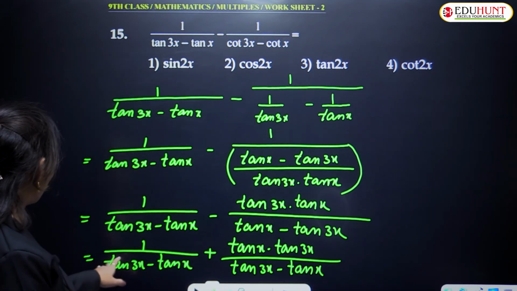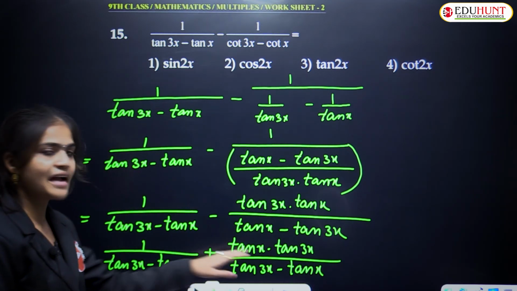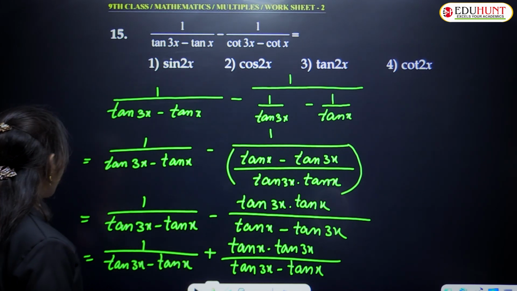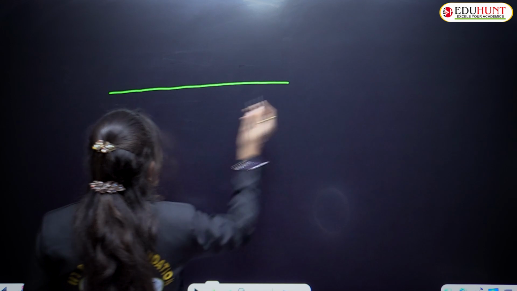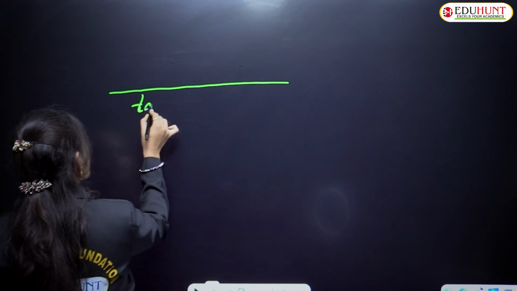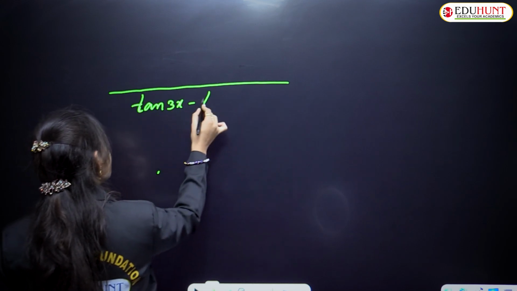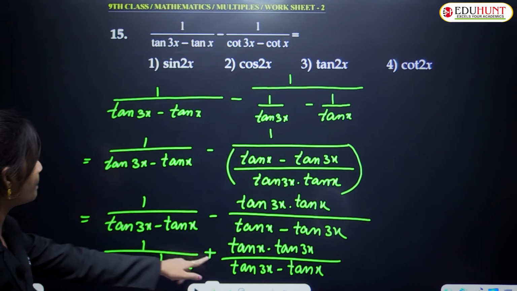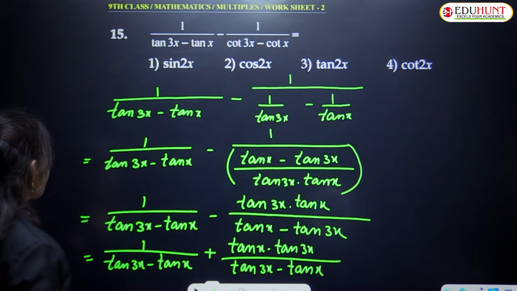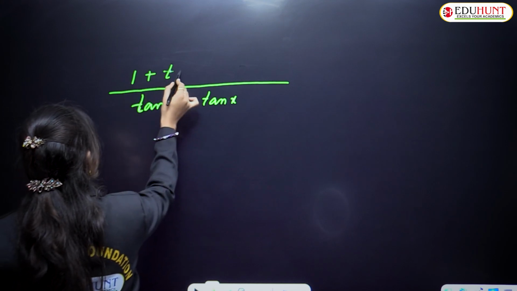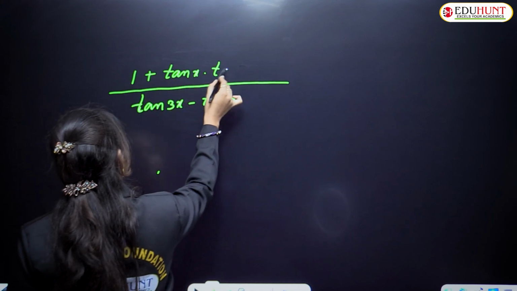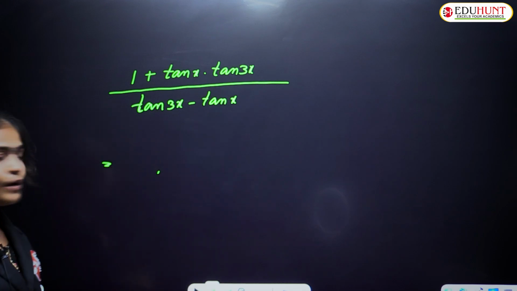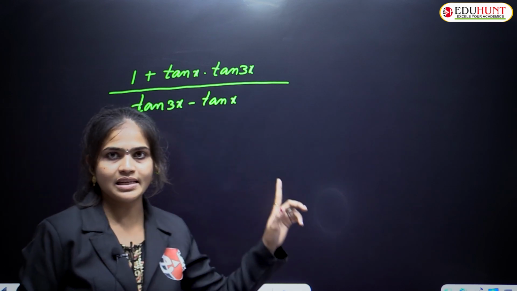Okay, just observe that. Now here both the fractions have the same denominators, no? So the same denominators means the LCM is also the same. So the LCM is tan 3x minus tan x. And what is the numerator here? 1 plus tan x into tan 3x. 1 plus tan x into tan 3x. Okay. Now the total becomes only one term, a single term.